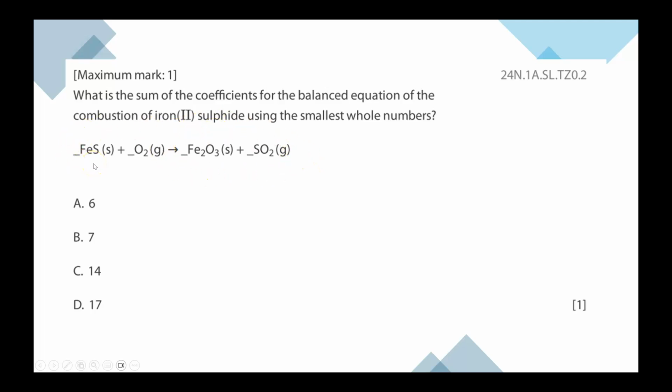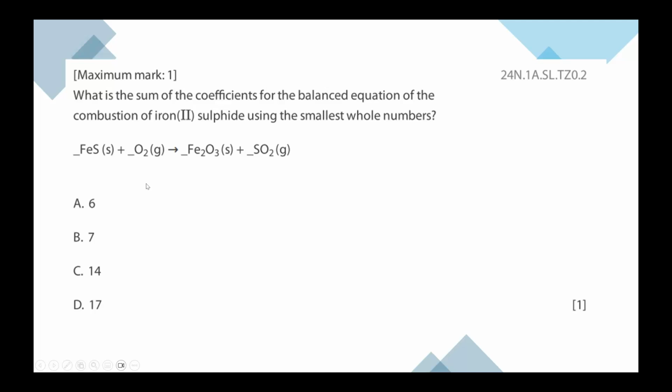I really like the way the IB does balancing equations for multiple choice questions, as I've not seen another system that does it quite the same way, but it works really, really well from an examiner's standpoint. You've got these lines here that show you where the coefficients are going to go. That can be a 1, which means you normally wouldn't write it there. So remember that.